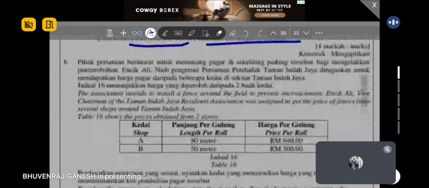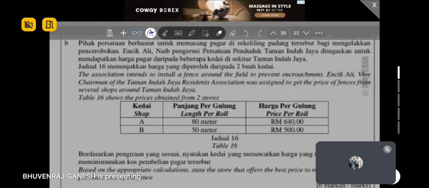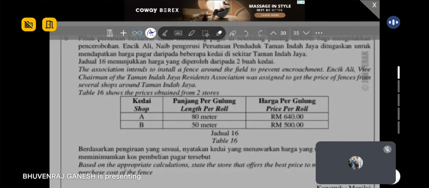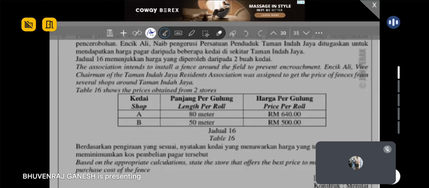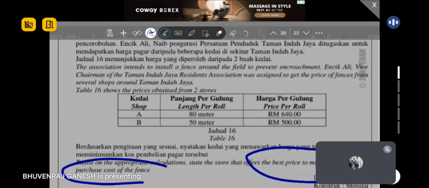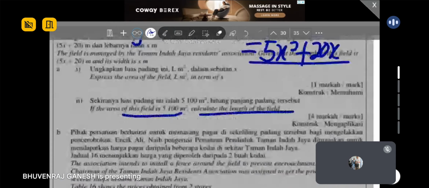The question asks you to, okay, they ask you to determine which store offers the best price to minimize the purchase cost of fence. Okay, this is a very general question. So guys, whenever you want to fence something, bila nak pagar sesuatu, what quantity are they talking about here regarding the field? Yes, always when you see the word fence means perimeter guys. Selalu ingat, pagar maksudnya mereka nak kamu cari perimeter.